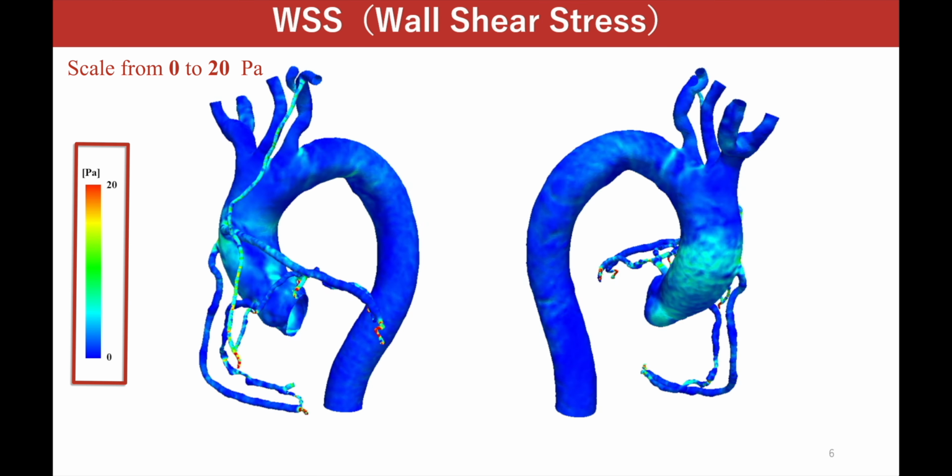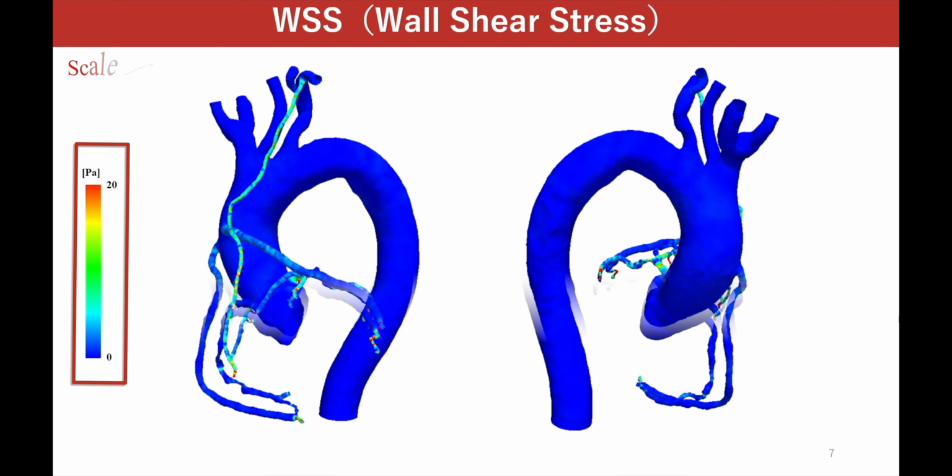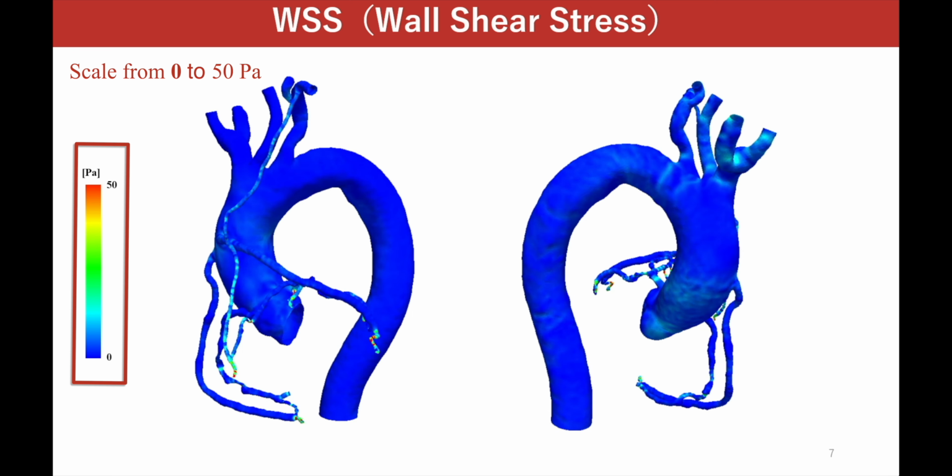This is a map of wall shear stress from 0 to 20 pascals. This is a map of wall shear stress from 0 to 50 pascals.